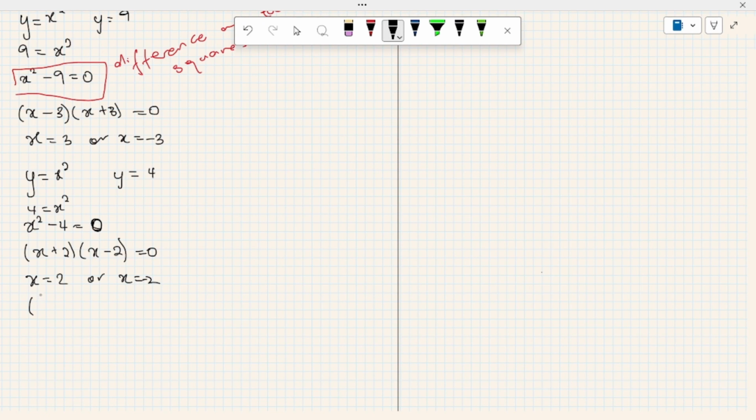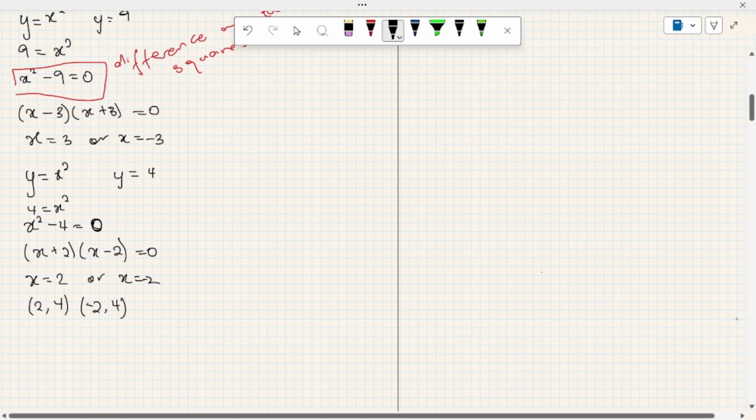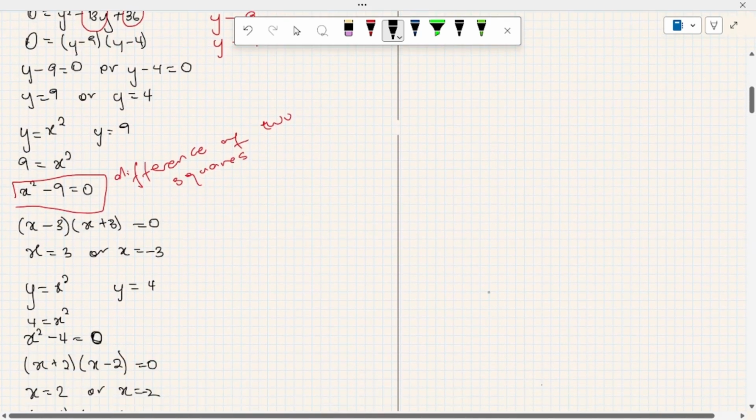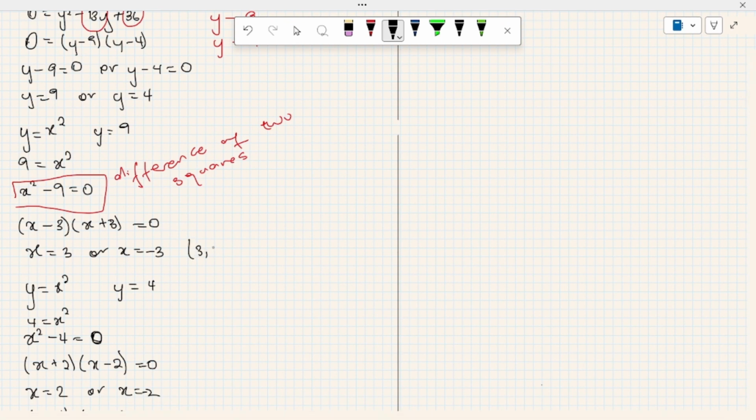So these are the coordinates. When x is equal to 2, we have y that is 4, and when x is equal to minus 2, we have y that is 4. And the same applies here: when x is equal to 3, y is equal to 9. When x is equal to minus 3, y is equal to 9. You see. So yeah, this is the first question.